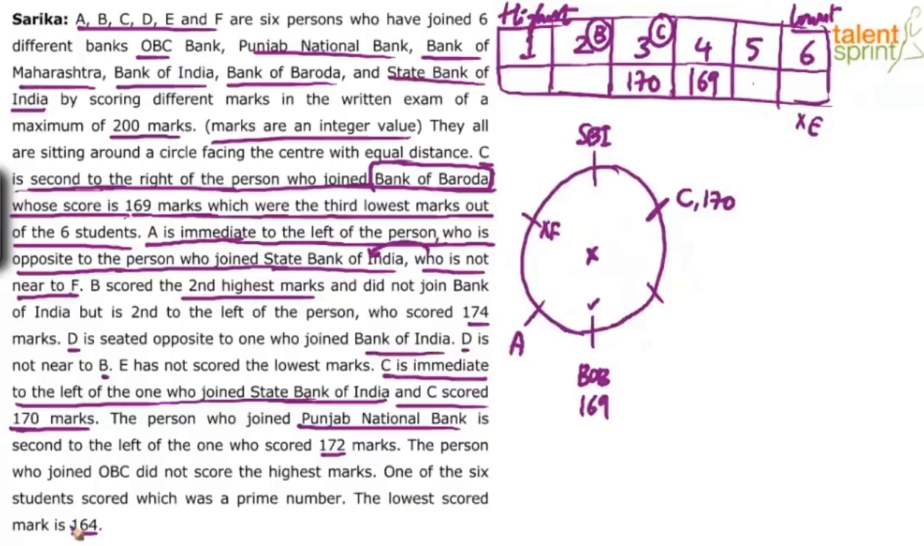The lowest scored mark is 164. This also we have to remember. The lowest scored mark is 164. So this is lowest, 164, right?